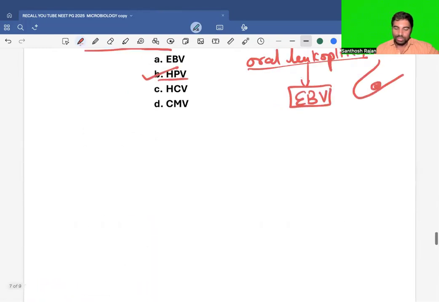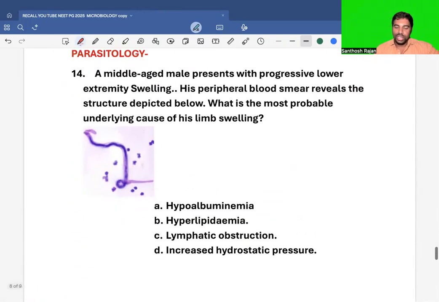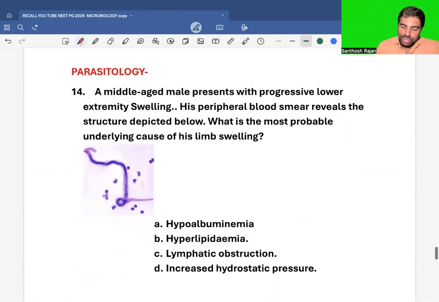Okay, now next question in parasitology. Another easy one. I'm not going to say easy, because for some students maybe they didn't revise enough, so might have made mistakes. So it's okay. We never know how the exam went. After the result only you'll come to know, right? So let's just concentrate on what you have done.